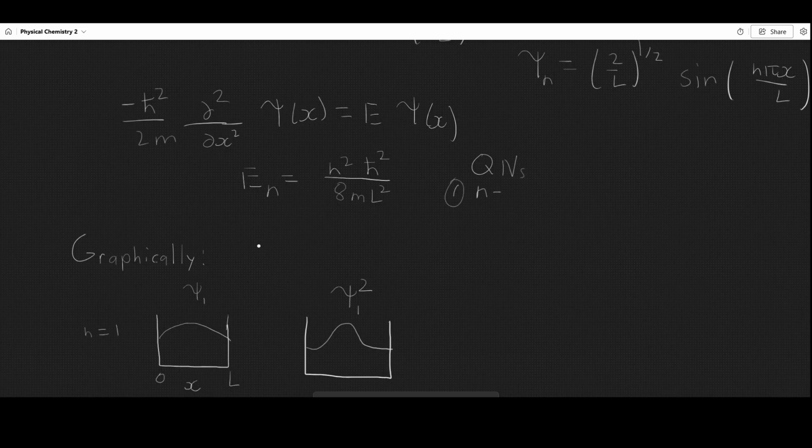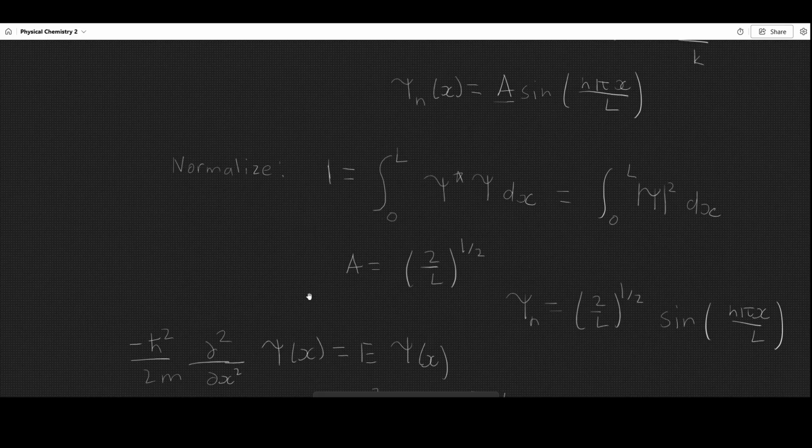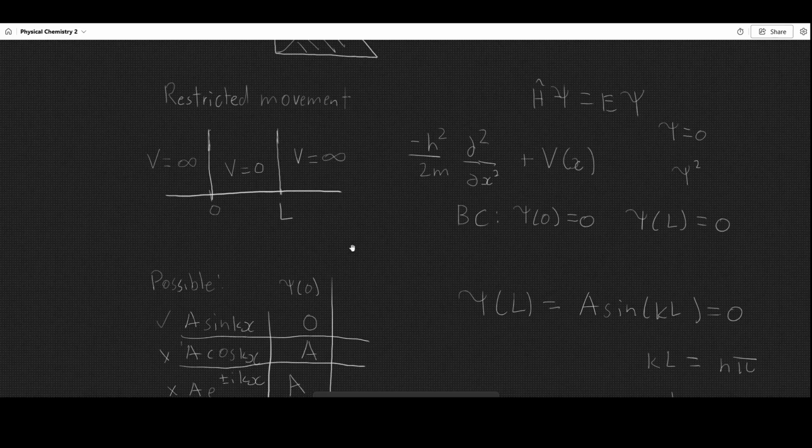And so in the next video, I'll be going over tunneling. How a particle, because in this case, we had the particle not being able to move through these walls, but particles can tunnel since this is quantum mechanics. We're not in classical physics anymore. So we'll be talking about that in the next video.